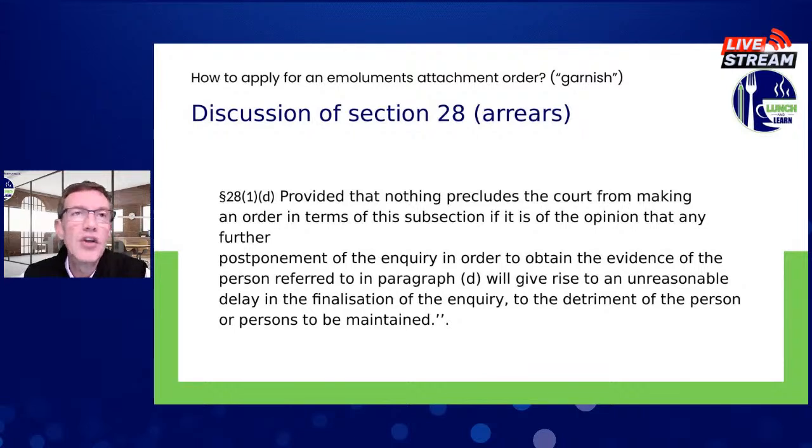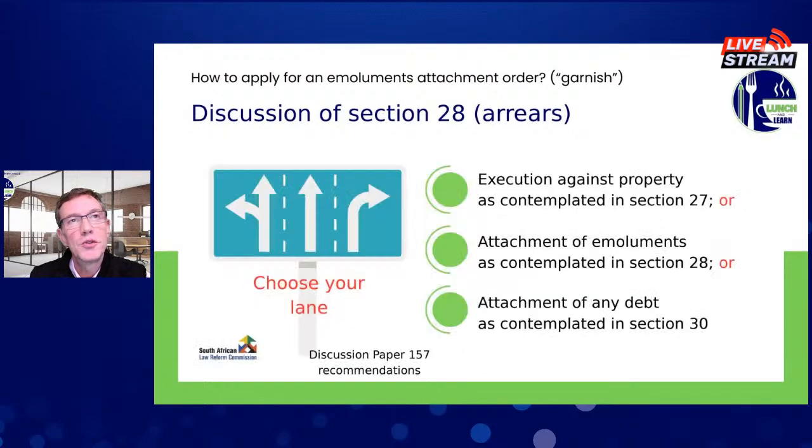1(d) is not very often used. It is very much overlooked by many of the maintenance officers in court, but you are well within your rights to ask for it. In the interim, if the matter needs to be postponed, you could actually ask for a garnishee order that could be implemented immediately, because there is an unreasonable delay in the finalization of the inquiry, and there is reason for the court to postpone the matter in order to obtain further evidence that needs to be presented to court.